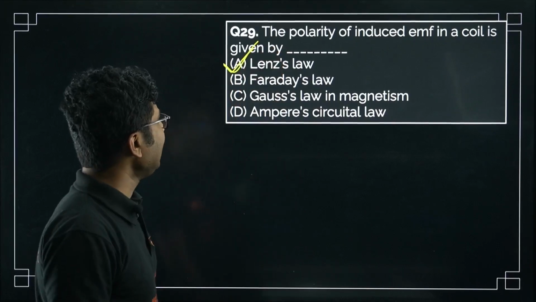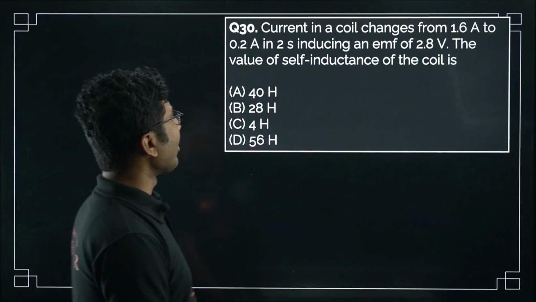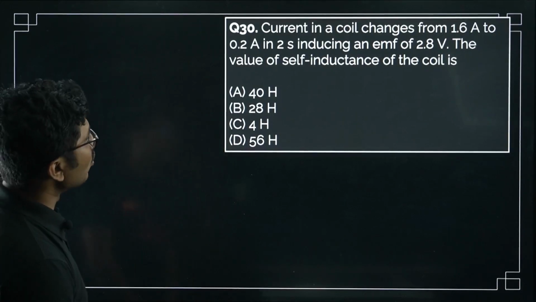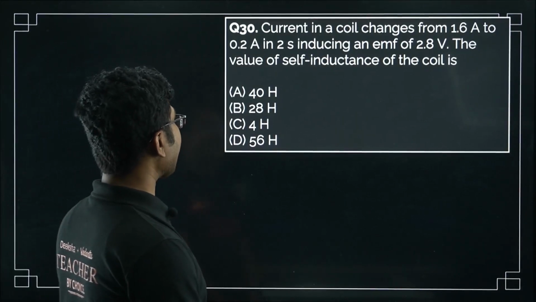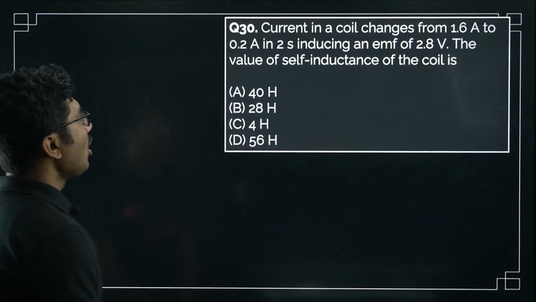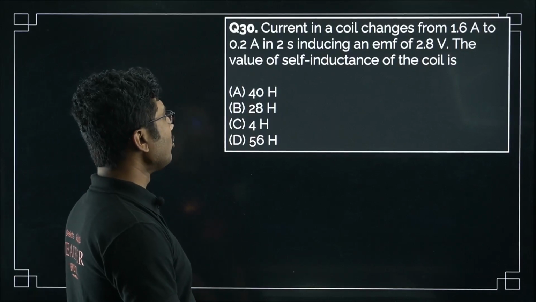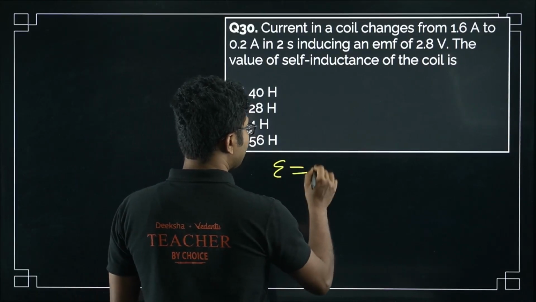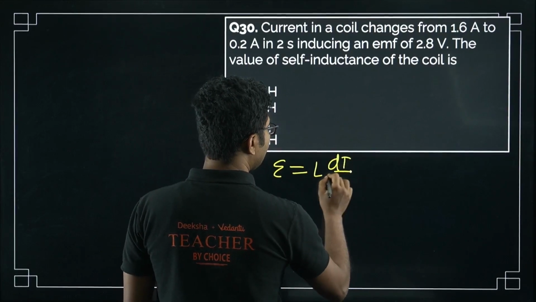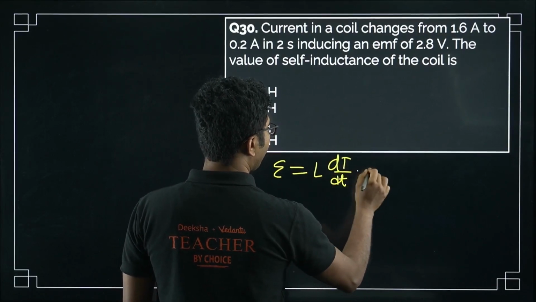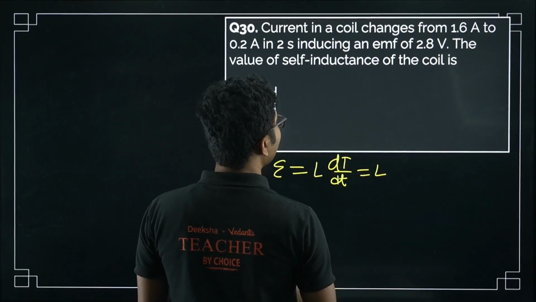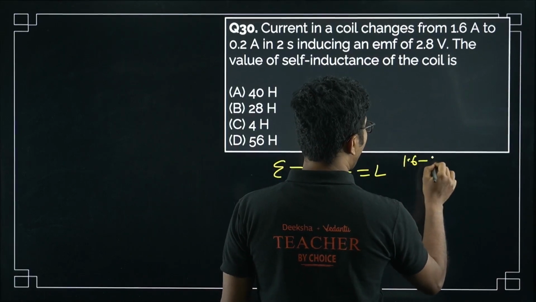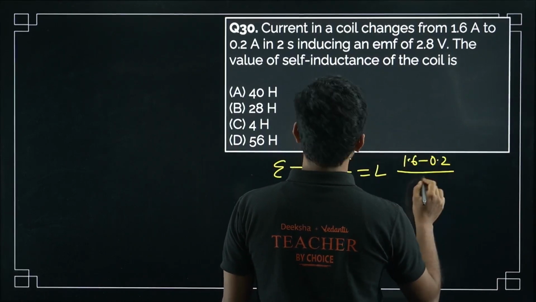Polarity is given by Lenz law. Current in a coil changes from 1.6 ampere to 0.2 ampere in 2 seconds, inducing an EMF of 2.8 volt. The value of self-inductance of the coil is. So induced EMF equals L di by dt, or equals L into di, which is 1.6 to 0.2, and time is 2 seconds.